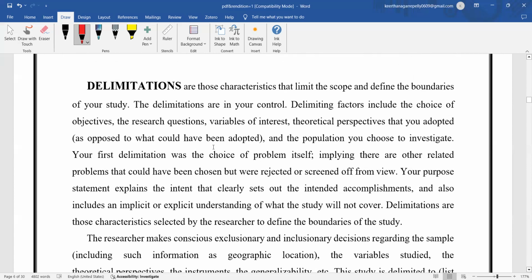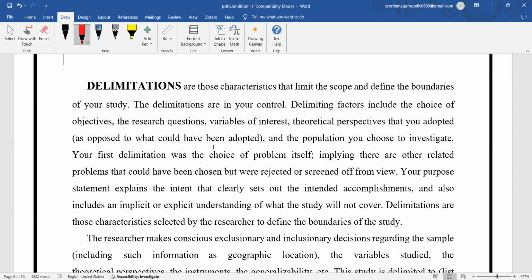Delimitations are those characteristics that limit the scope and define the boundaries of the study. Very simple. Delimitations are nothing but the things which are in the control of a researcher, the boundaries of a research. For example, in the research that you're doing, you might have chosen the sample size of 10 people. That is your boundary of the research.